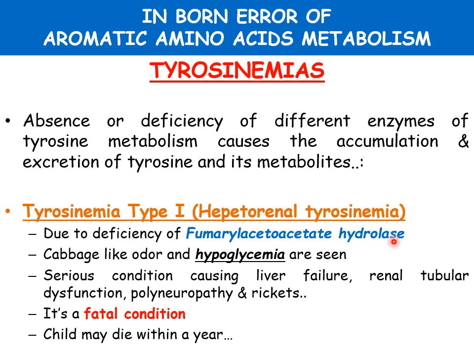fumarylacetoacetate to fumarate and acetoacetate. Patients have a typical cabbage-like odor and show hypoglycemia. It is a serious condition causing liver failure, renal tubular dysfunction, polyneuropathy, and rickets. It's a very fatal condition and the child may die within a year.